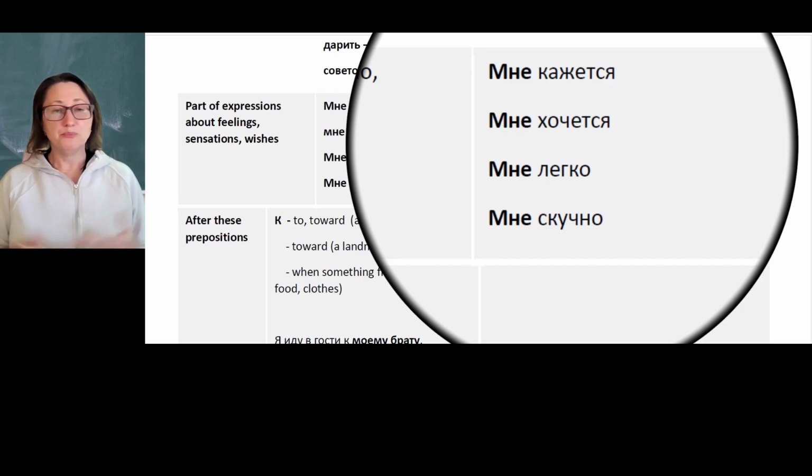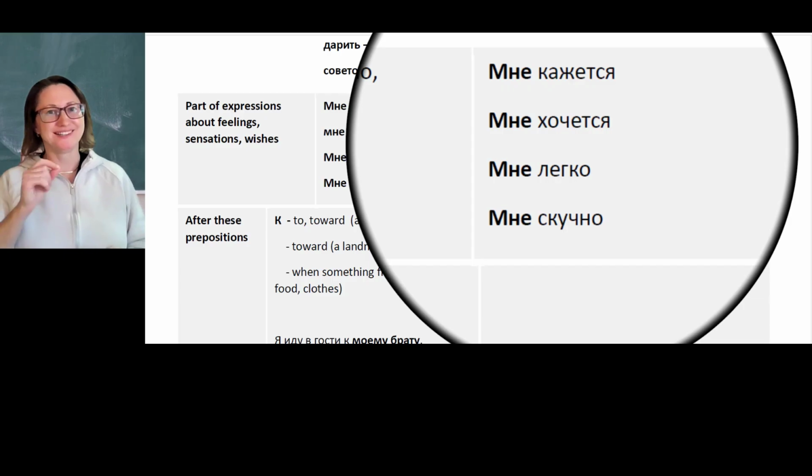For example, мне легко учить иностранные языки. It's easy for me to learn foreign languages. I don't know, I just love doing it. Haven't done it in a while, but when I was young, мне было легко учить иностранные языки.